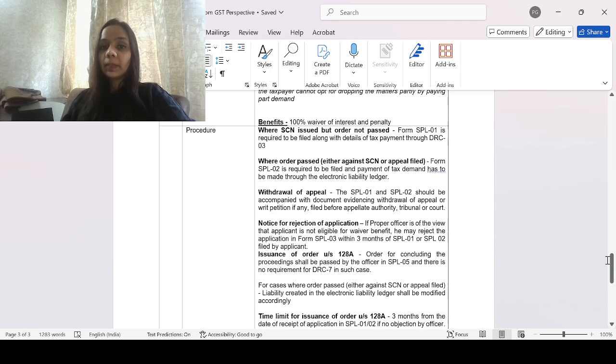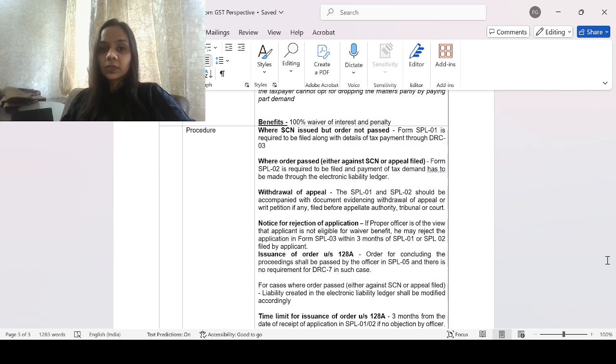First of all, we will make the payment of the tax, then file SPL 01 and attach the DST 03 along with the tax payments. It should contain all the documentation, like that we have withdrawn the appeal and have made the payment of the taxes. Also, the documents should be accompanied by SPL 01 and SPL 02.